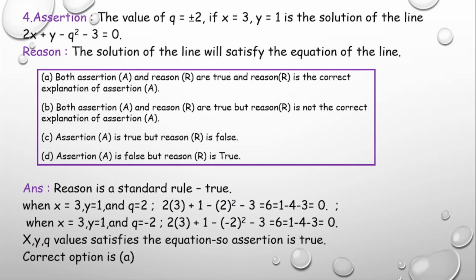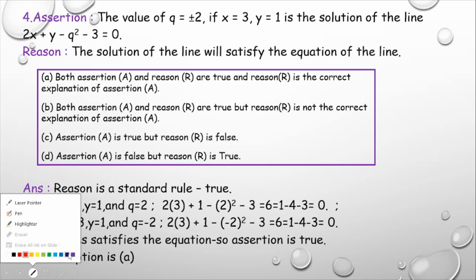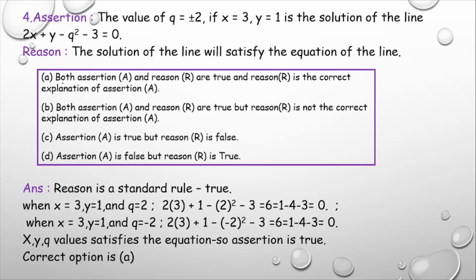Question 4. The value of q is plus or minus 2 if x is 3 and y is 1 is the solution of the line 2x + y = q² - 3. Okay, so this is our assertion. The reason: the solution of the line will satisfy the equation of the line. We all know very well any solution should satisfy the line, line in the sense the equation.